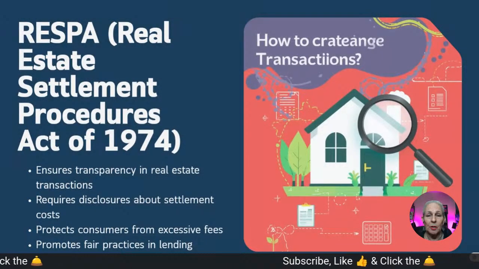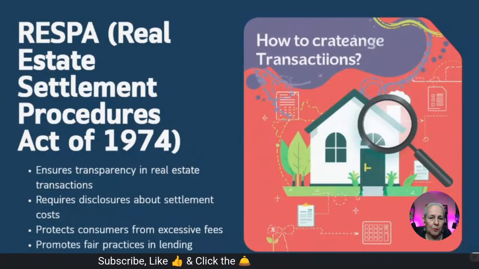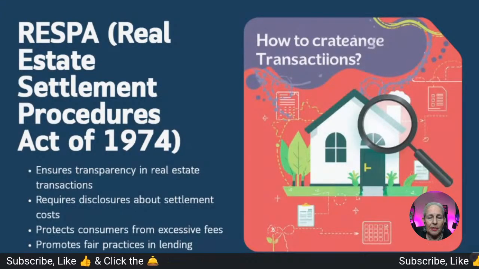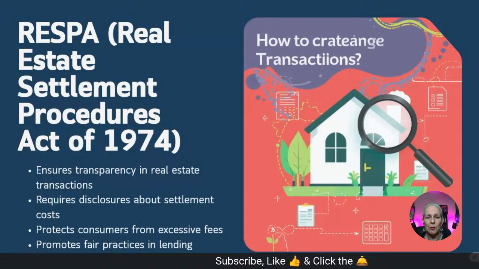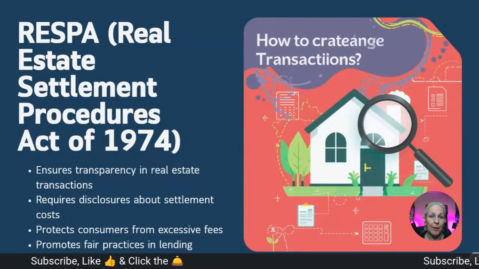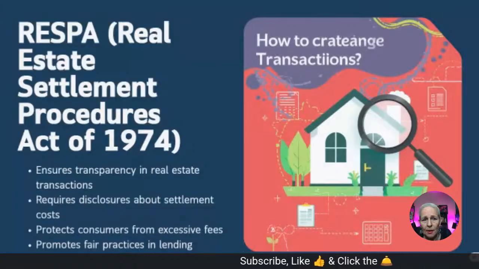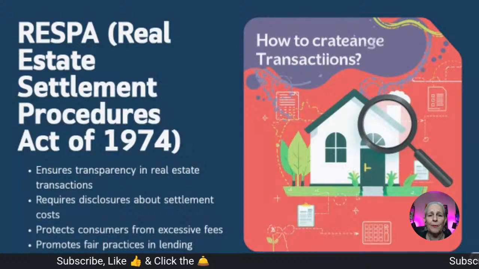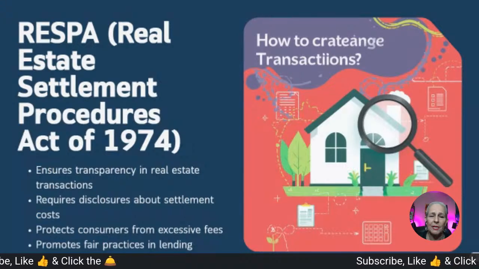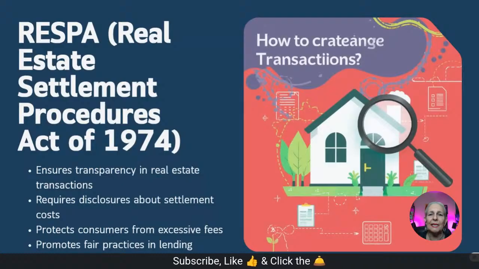Mortgage brokers work on commission. Banks, they're typically employees of a bank. There's a mortgage banker. There's a mortgage broker. The mortgage broker deals with many different types of banks, okay, and selects the best one for a buyer. So the settlement, the RESPA, also protects consumers from excessive fees. So all fees have to be disclosed. Promotes fair practices in lending.